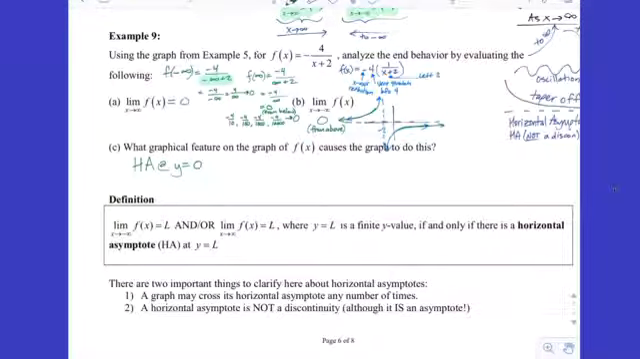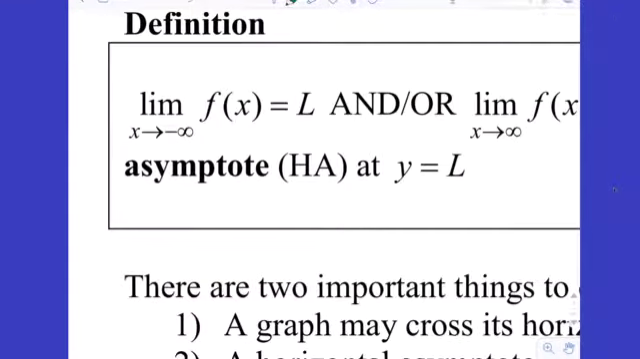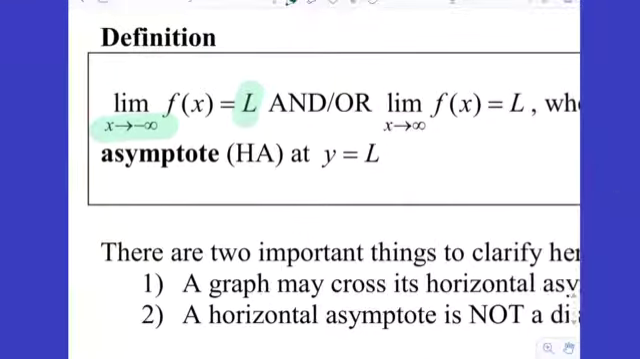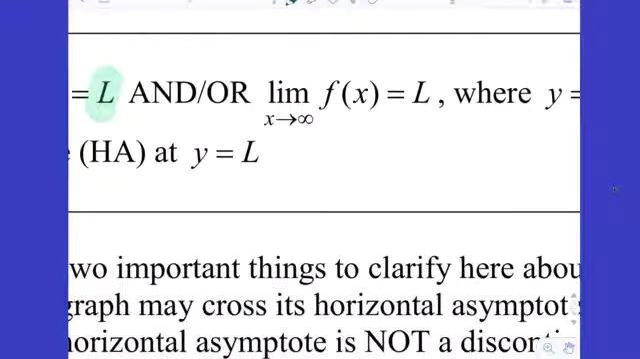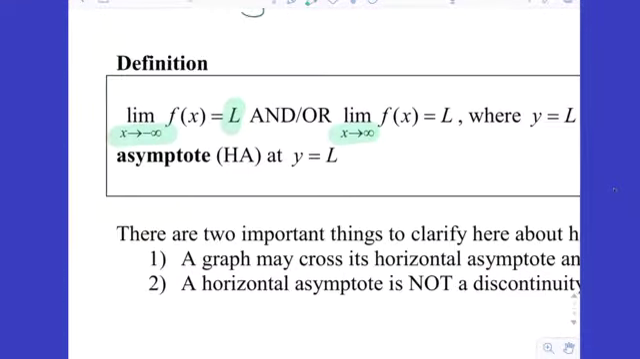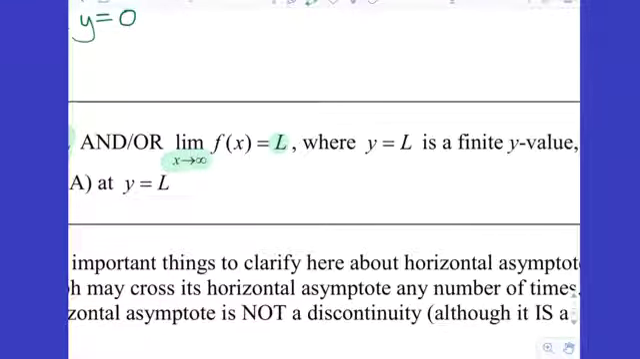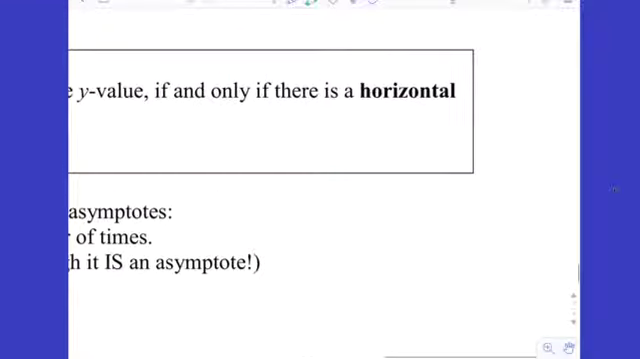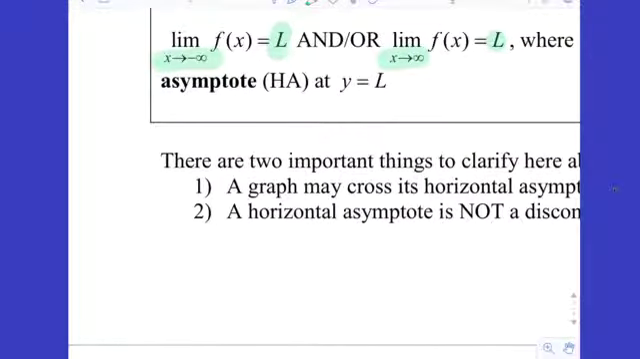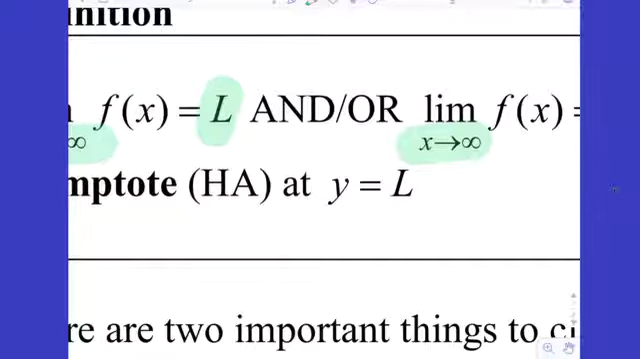Let's go ahead now and define a horizontal asymptote. We need the limit in order to define a horizontal asymptote. And here it is. If the limit as x goes to negative infinity of a function equals L, where L is some finite y value, and/or, so if both happen or just one of them happens, the limit as x goes to positive infinity equals L, again where L is a finite y value, then we know that function has a horizontal asymptote, an HA, at y equals that number.